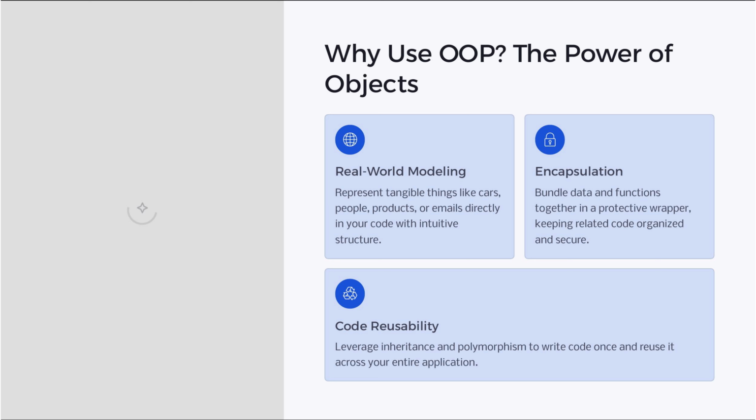Object-oriented programming excels in real-world modeling, allowing developers to represent tangible entities like cars or emails with intuitive structures. Encapsulation bundles data and functions, maintaining organized and secure code. Additionally, object-oriented programming promotes code reusability through inheritance and polymorphism, enabling developers to write code once and apply it across various parts of an application.